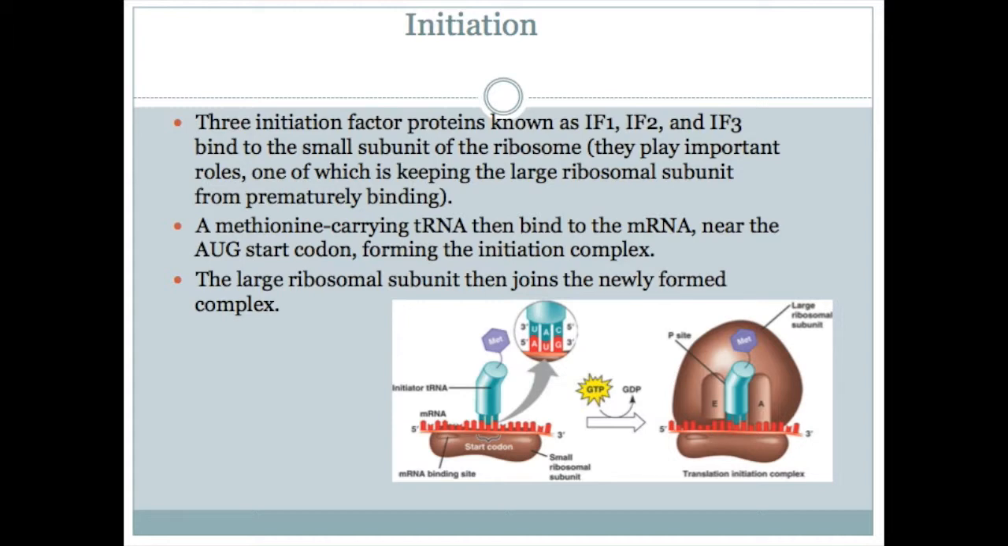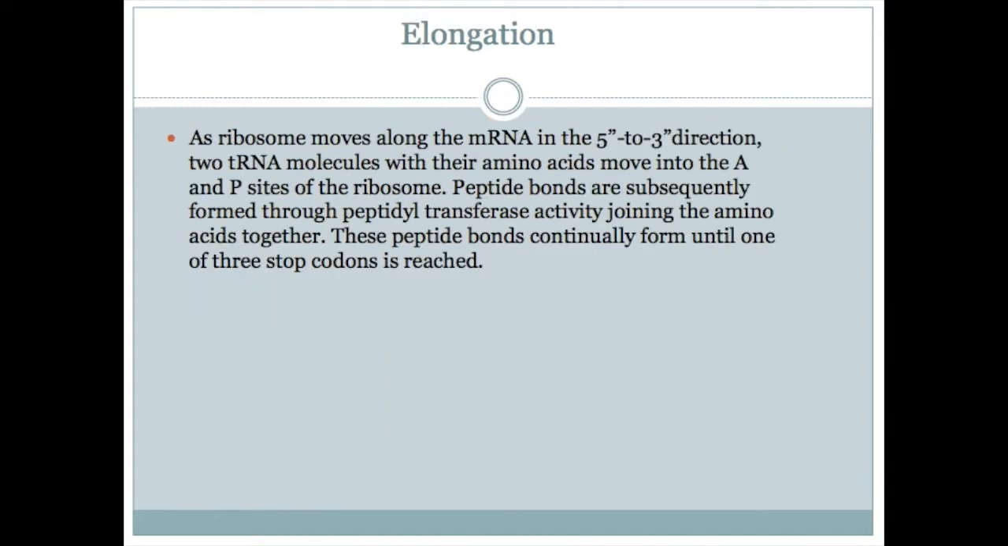Here is a diagram showing the important formation of the ribosomal complex, the site of translation in the cytoplasm. Elongation. As the ribosome moves along the mRNA in the 5' to 3' direction, 2 tRNA molecules with their amino acids move into the A and P sites of the ribosome. Peptide bonds are subsequently formed through peptidyl transferase activity, joining the amino acids together. These peptide bonds continually form until one of the 3 stop codons is reached.